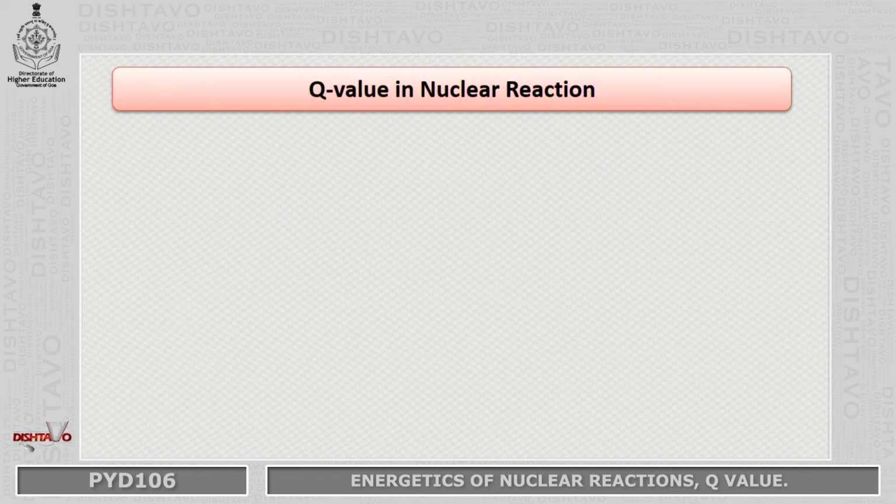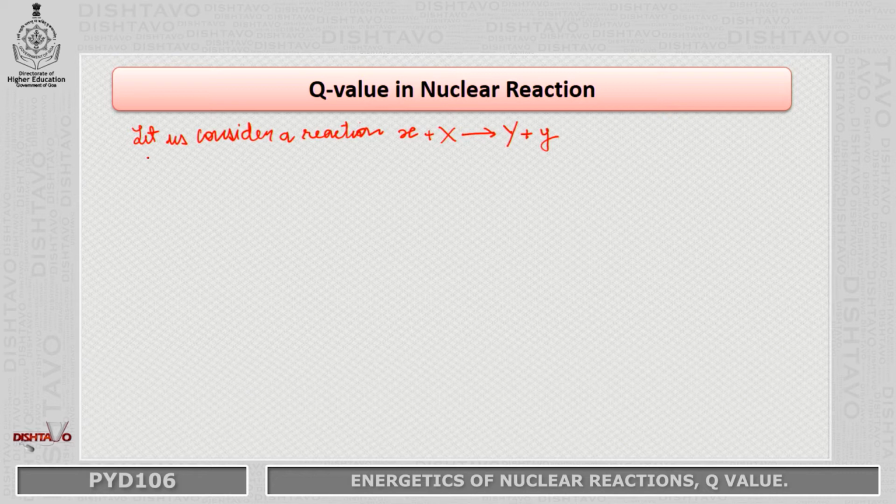Okay, so let us assume one nuclear reaction. Let us consider a reaction in which an incident particle, say small x, is bombarded onto a target nucleus, let us say represented as capital X, and the outcome of this reaction is that we get a product nucleus, say capital Y, and a product particle, let us say denoted by small y.